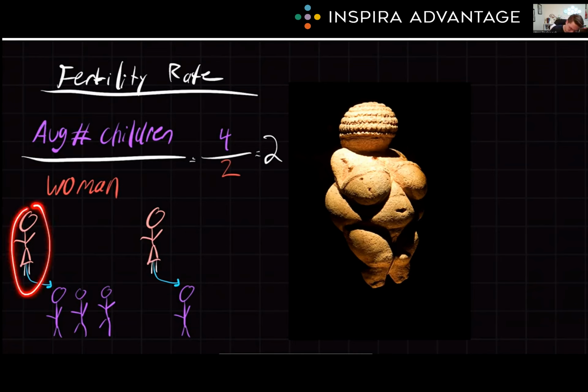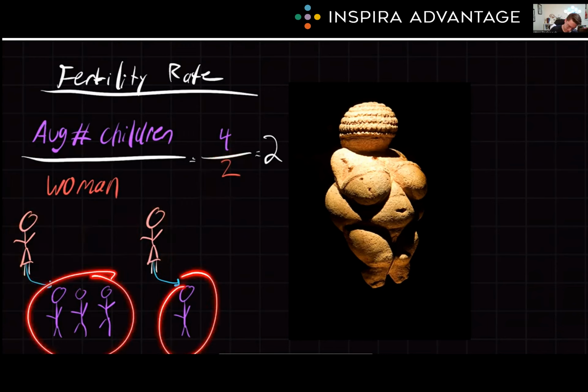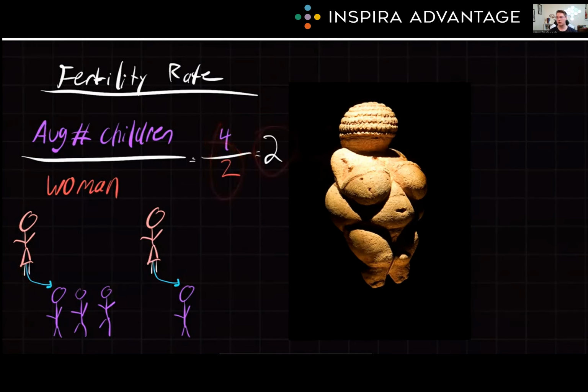So if we have one woman and she has 3 kids, and another woman in this population has 1 kid, we add up these 2 women. So we put 2 on the bottom for the total amount of women, and the total amount of kids they have, 3 plus 1, that's 4. So 4 halves is the same as 2. So in this population, we would say that the fertility rate is 2.